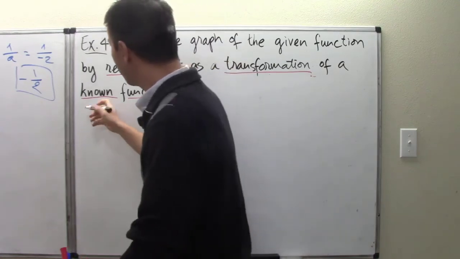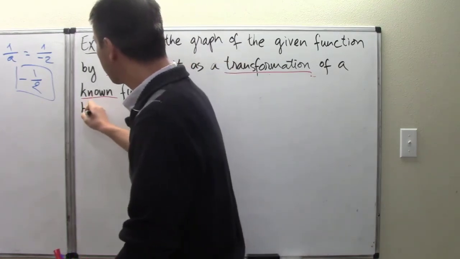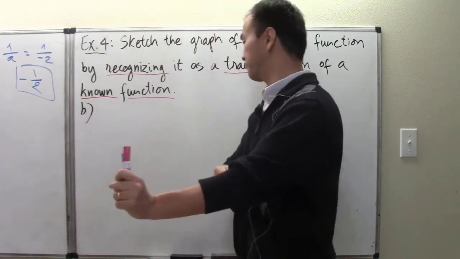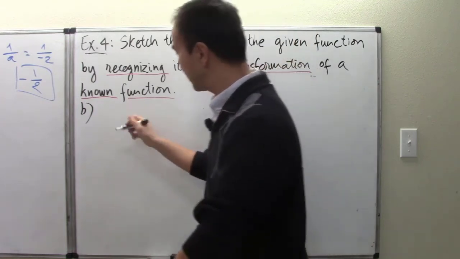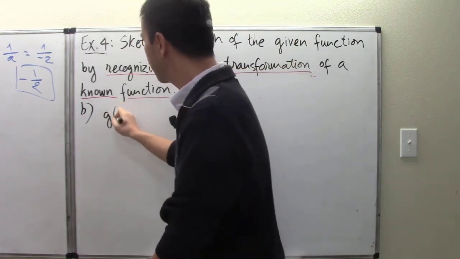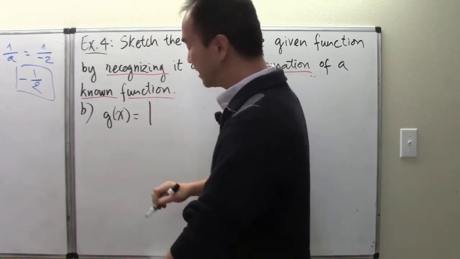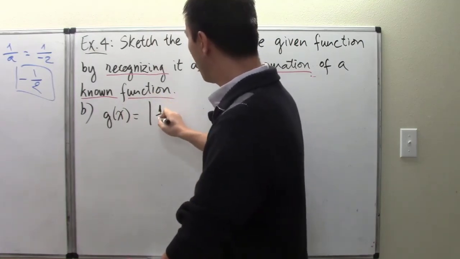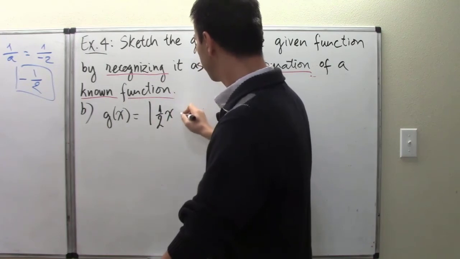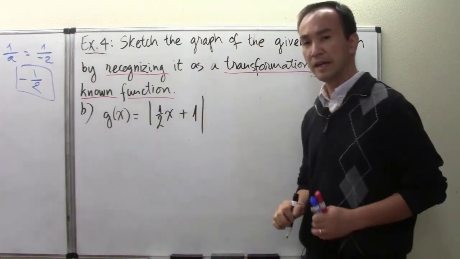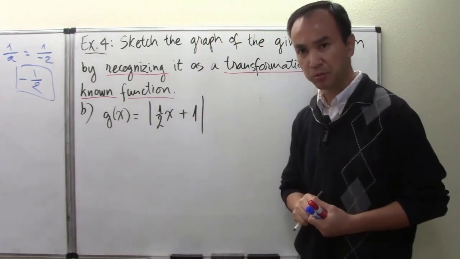All right, so in this same class of problems, let's look at part B of our example 4 over here. Let's now look at g of x being the absolute value of 1/2 x plus 1.